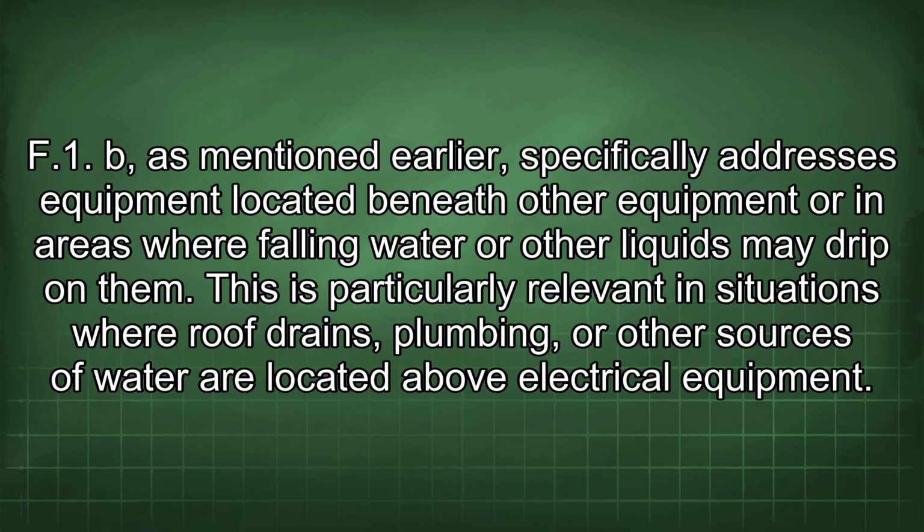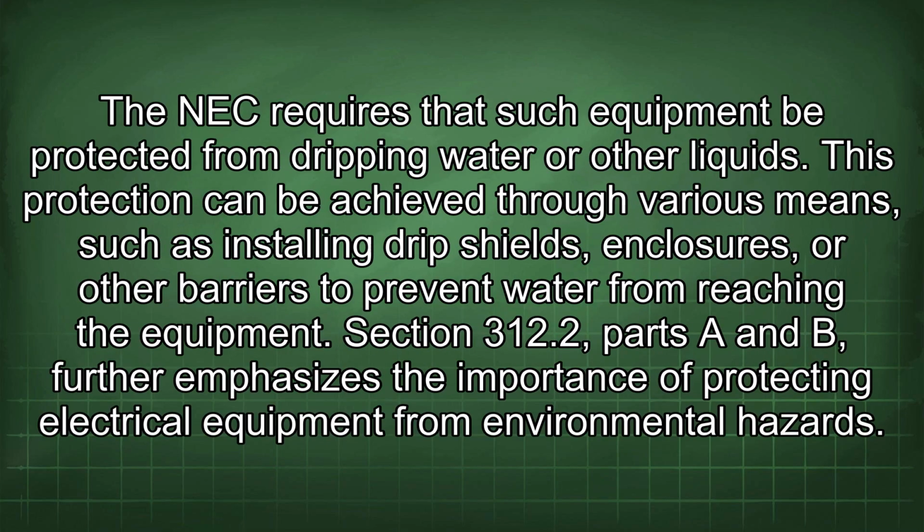This is particularly relevant in situations where roof drains, plumbing, or other sources of water are located above electrical equipment. The NEC requires that such equipment be protected from dripping water or other liquids. This protection can be achieved through various means, such as installing drip shields, enclosures, or other barriers to prevent water from reaching the equipment.